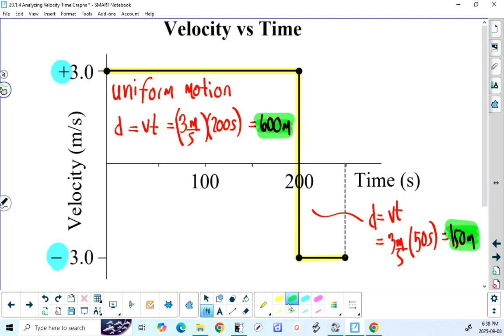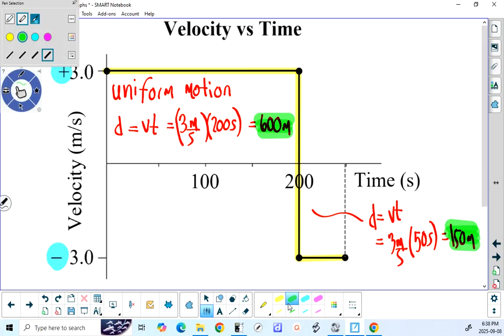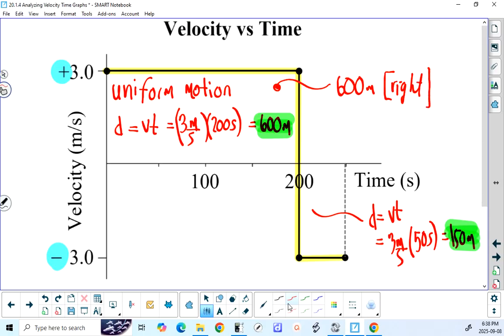And the displacement during the first part of the trip, this displacement in here, is 600 meters to the right, whereas this displacement down here is 150 meters to the left.